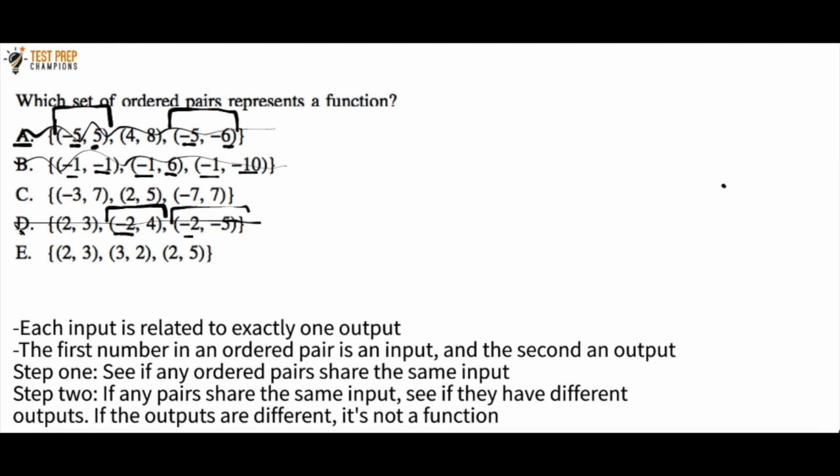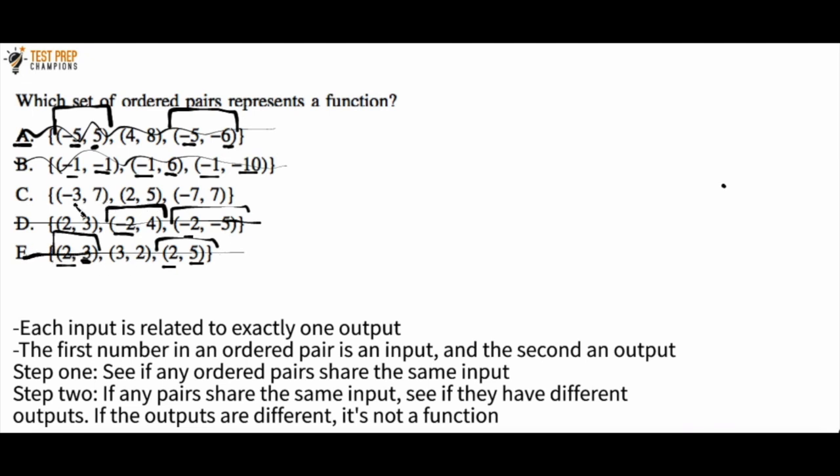We can do the same thing with E here. We want to see, do any of these pairs have the same inputs? In this case, this pair has the same input as this pair, and it looks like they have different outputs here. This pair has 5, this pair has 3. So this is not a function.